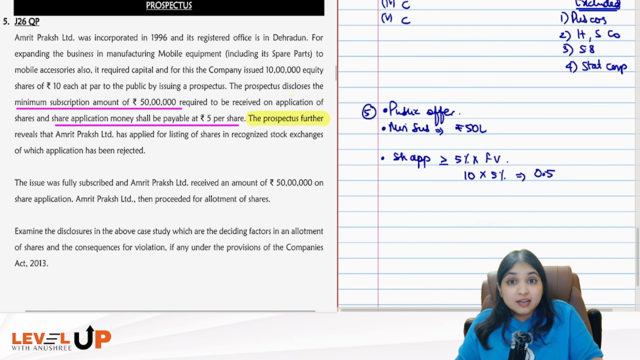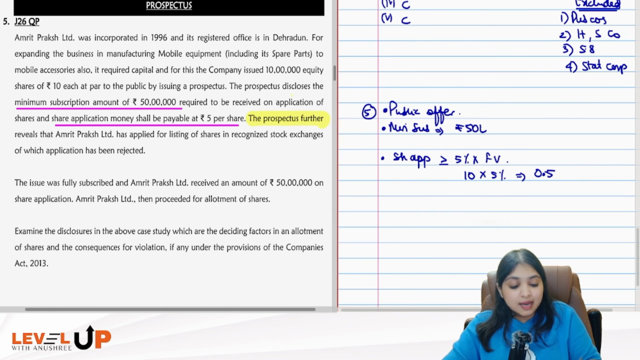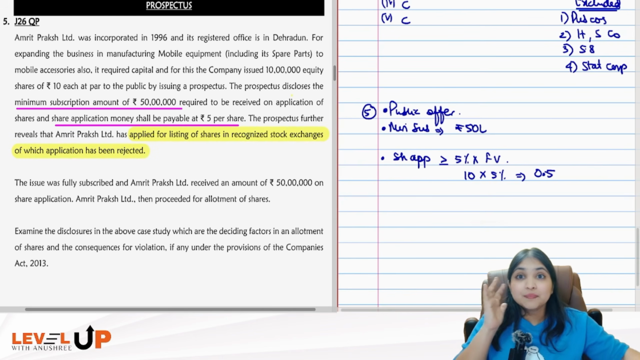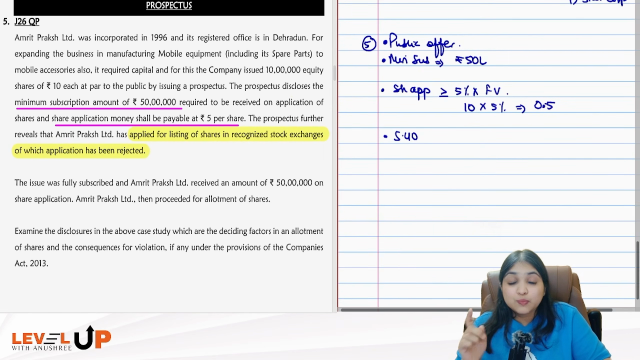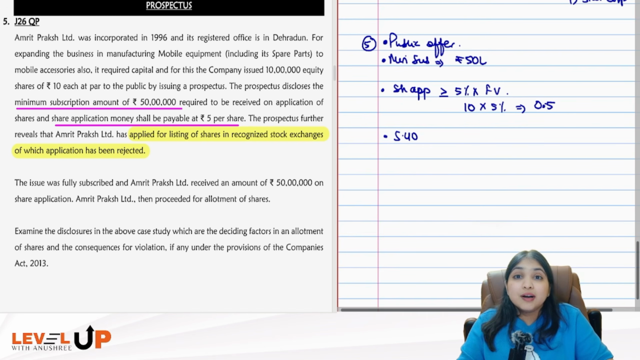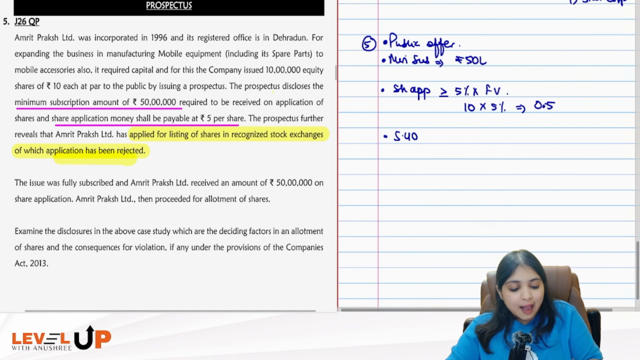The question says, read it again. Prospectus further reveals that Amrit Prakash Limited had applied for listing of shares in a recognized stock exchange, of which the application has been rejected. So this is where your section 40 comes into the picture. Section 40 says whenever the company is making a public offer, first the company should get listing permission from all the stock exchanges. Wherever you have submitted listing application, from all the stock exchanges you have to get listing permission, then only you can make the public offer. But here in this question, what has happened? The application has been rejected, guys.